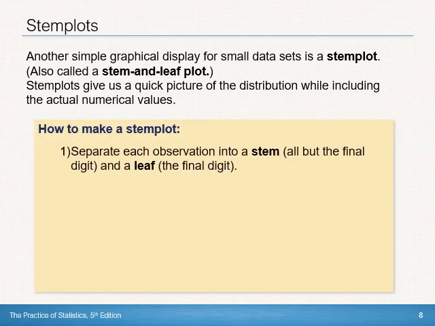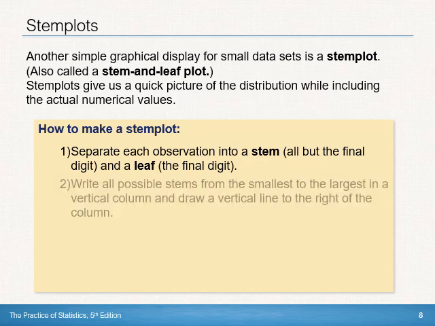All right, so the first thing we want to do is separate the data into its stem and its leaf. Generally the last data value, often the units place, will be considered the leaf. It's the final digit, and everything else is considered the stem.